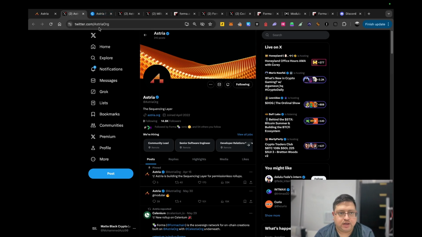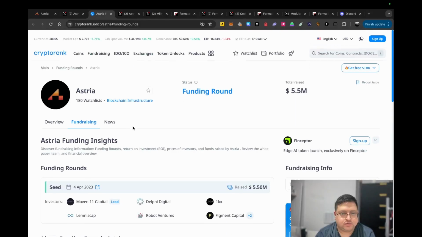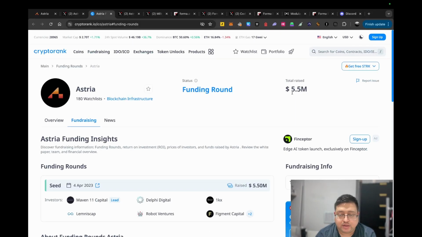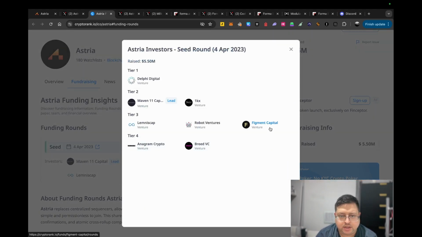Just before getting into what they are, I want to go into their funding. The funding is quite impressive. They raised 5.5 million from very good investors. I'll say they're tier one plus investors. You've got Delphi Digital, Robot Ventures, Lemnis Cap, 1kx, who've invested in quite good projects, and Figment, a staking provider with really big backers themselves.